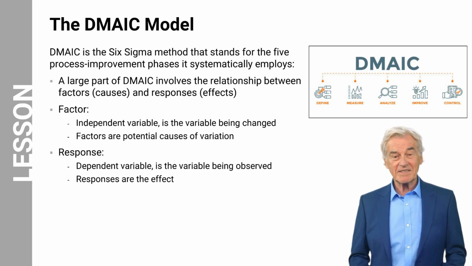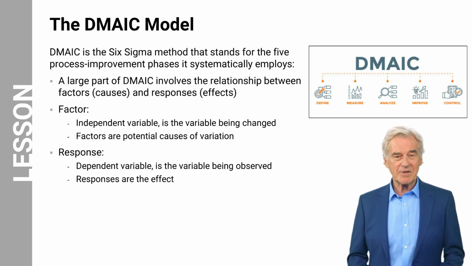Experiments, graphs, and statistics used in DMAIC usually compare an independent and a dependent variable. A factor, or independent variable, is the variable being changed in the experiment, which is usually found on the x-axis of the graphs. Factors are potential causes of variation. A response, or dependent variable, is the variable being observed, typically plotted on the y-axis. Responses are the effects to the changes of the independent variable. A large part of DMAIC involves the relationship between factors and responses.